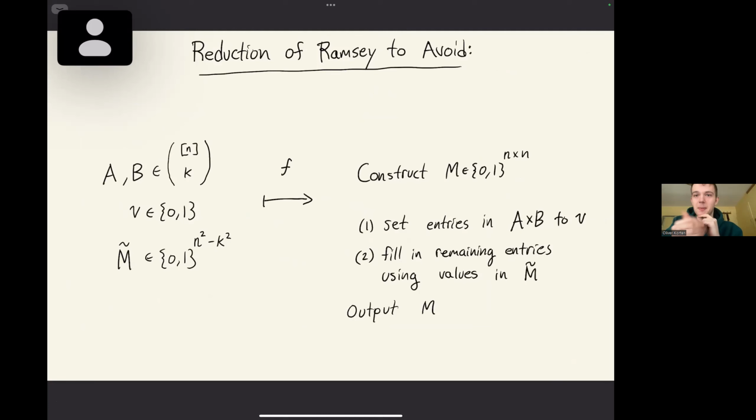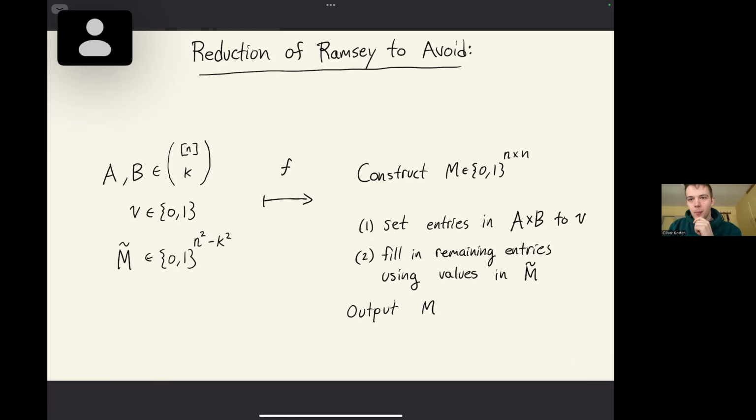We just literally specify A and B. We specify the value that the rectangle has, either all zero or all one, call that value V. And then we just specify the values of the entries of the whole rest of the matrix. So then I can define an instance of range avoidance for some F, which takes those parameters A, B, V, and M tilde, encoded by some bit string, and outputs a matrix M in the following way. We look at the entries A cross B, fill all of them in with the value V, and then fill the remaining entries using the stuff specified in M tilde.